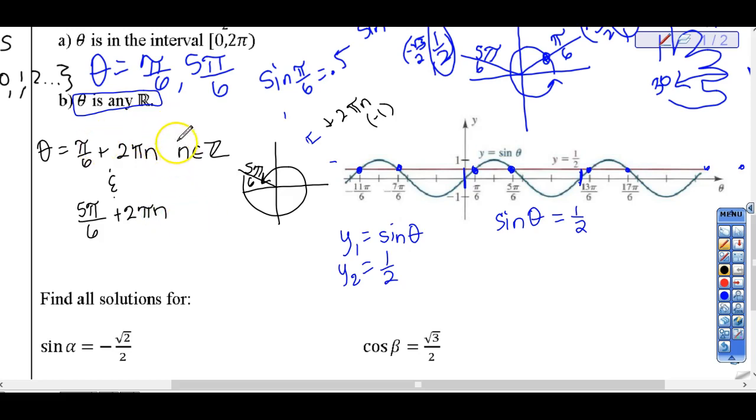And so this would be my solution, and I might just make a note that as long as I define that n is an element of the set of integers, then I've written all the solutions. So remember, sine and cosine, secant, cosecant, periodic over 2 pi. You got to rotate 2 pi to get back to quadrant 1 or quadrant 2 or quadrant 4, whatever it is. Questions about that? I think so.